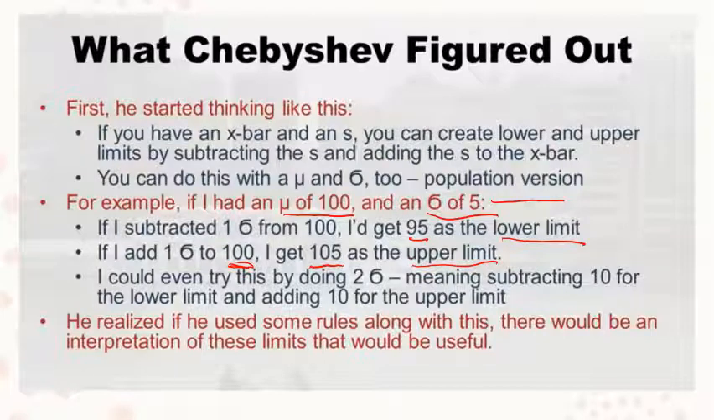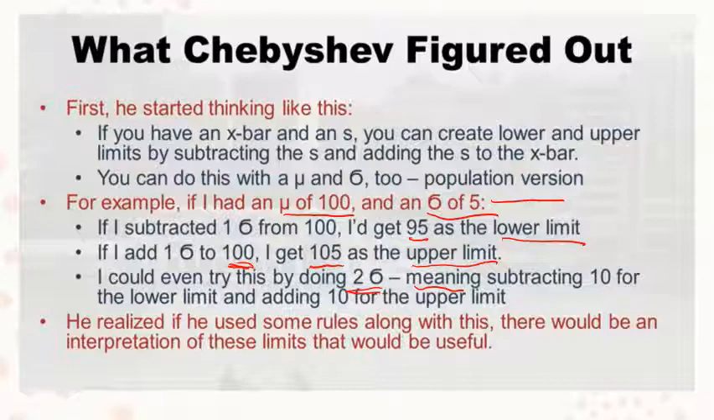Then we could even try this by using 2 standard deviations. So basically, 2 standard deviations in this situation would be 2 5s, or 10, or 2 times 5, right? So 2 times 5 minus 2 times.